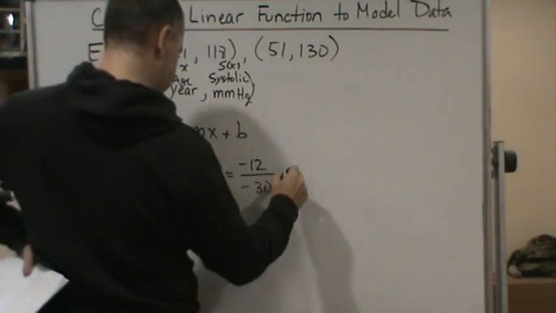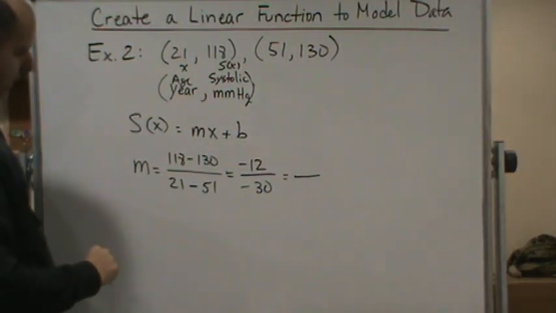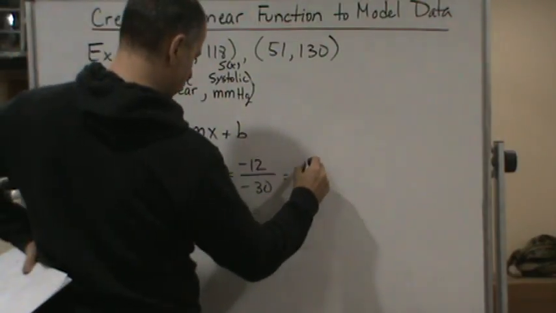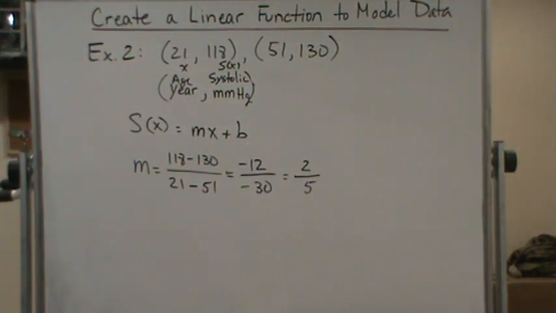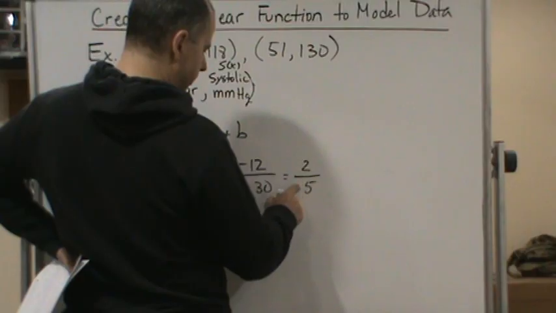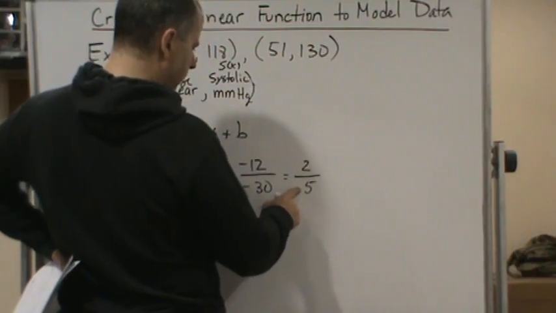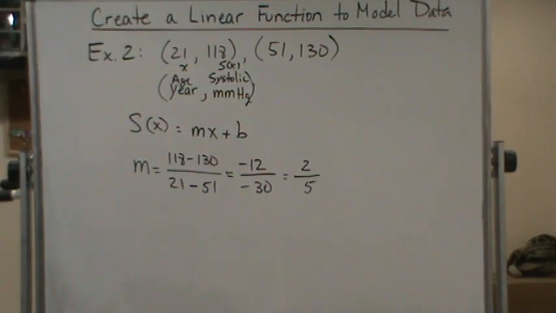Which gives us positive. And so what do we get? We get 2/5. So what does this mean? This means that for every 5 years, the systolic blood pressure is going to go up by 2 milligrams of mercury on average.